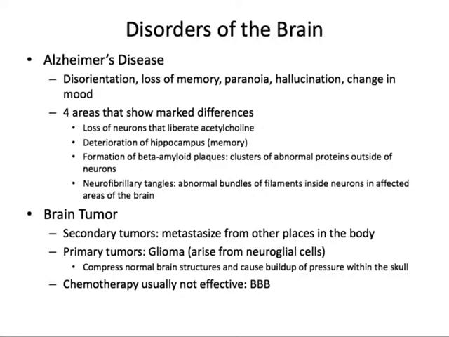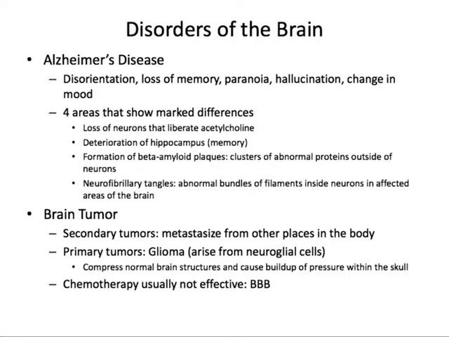We also get something called neurofibrillary tangles, and these are filaments that are inside the neurons. So not only are the neurons dying and lots of plaque is building up, but you're having neurons that are abnormal as well. They have these long filaments inside them.